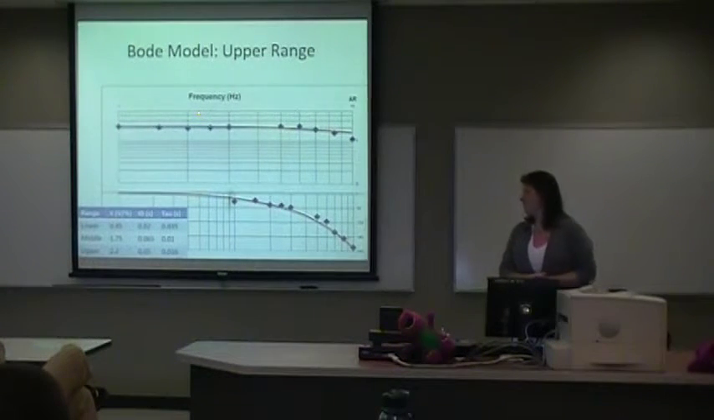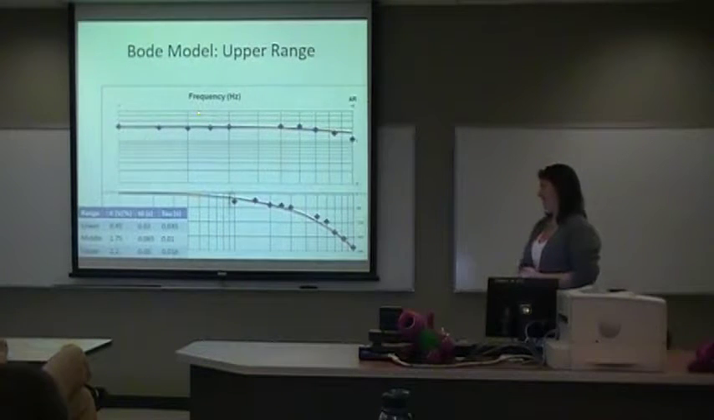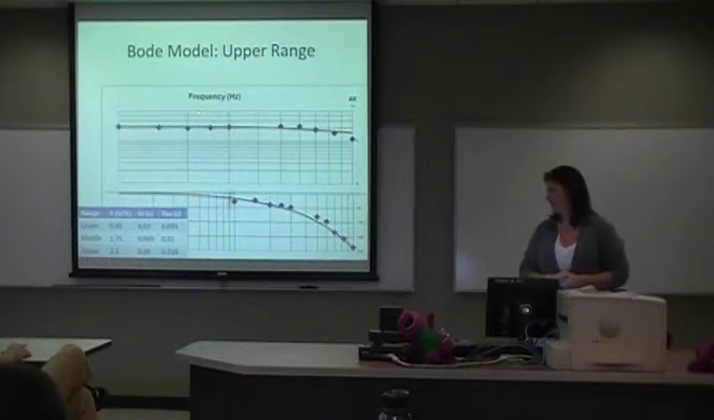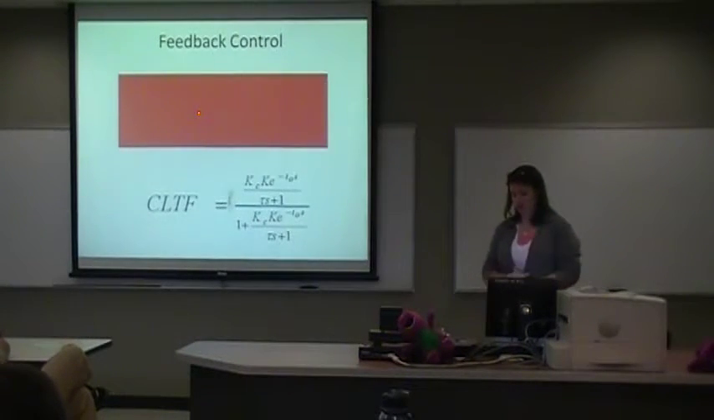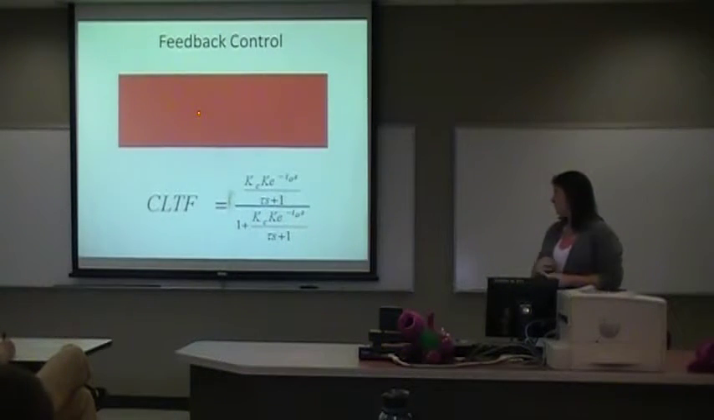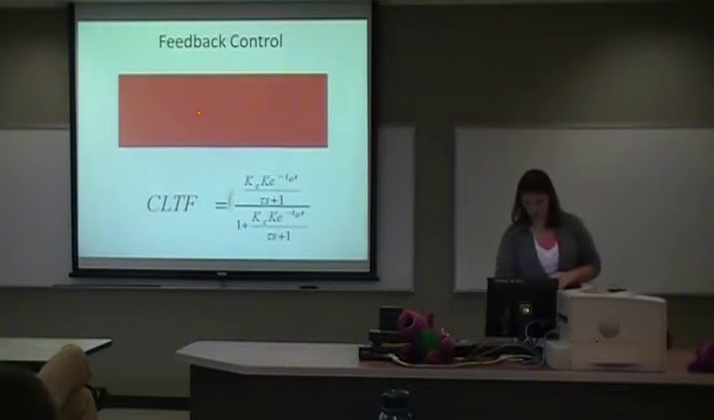And the biggest thing to notice here is the variation among the gains. As you see, as you go to the higher ranges, the gain increases. There was a diagram there, but note the CLTF, the closed loop transfer function that we use to model.